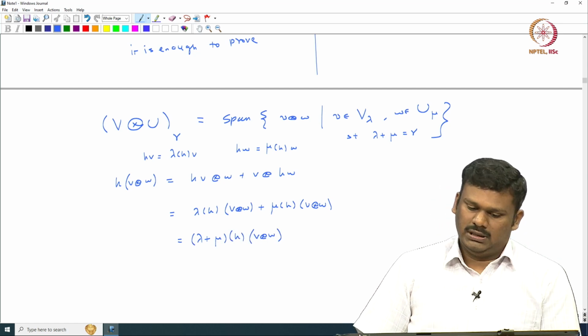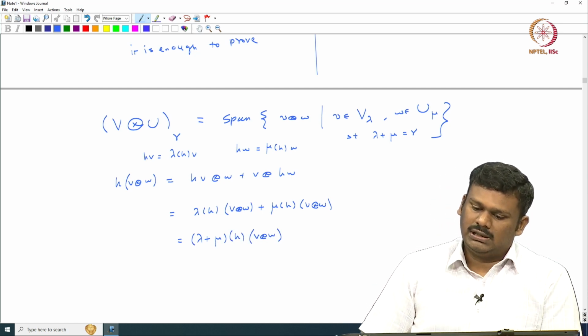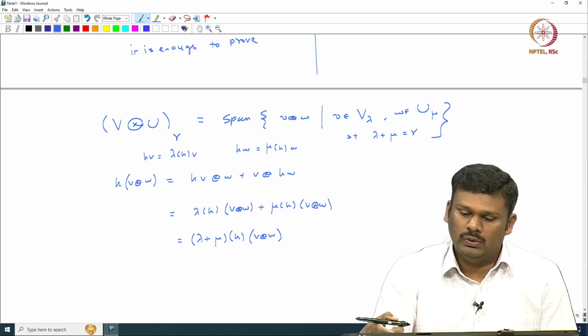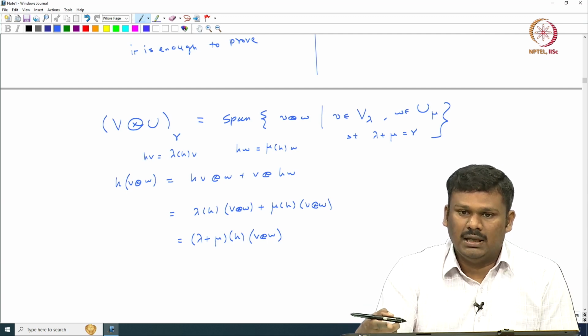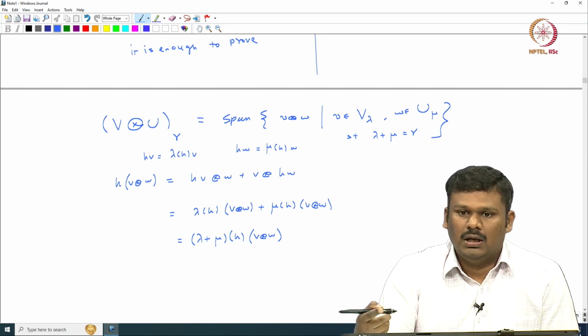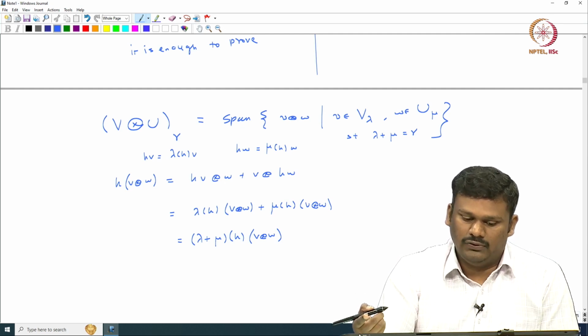So, this is the computation that we have. Now, since V is a direct sum of V lambda and U is a direct sum of U mu, you choose a basis of V that comes from the bases of the weight spaces V lambda, and similarly a basis of U which comes from the bases of the U mu. Then the tensor product of those will give you a basis of your V tensor U. In particular, if you look at the gamma weight space, that is going to be just the span of all these tensors.